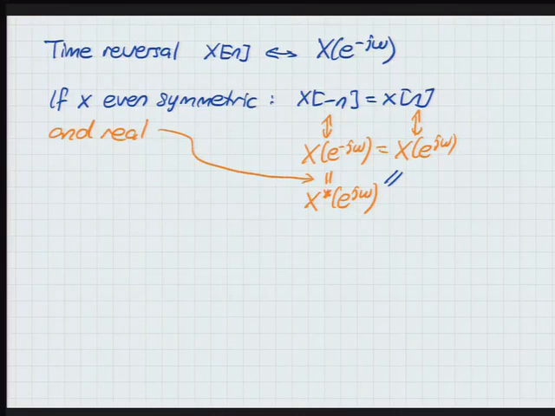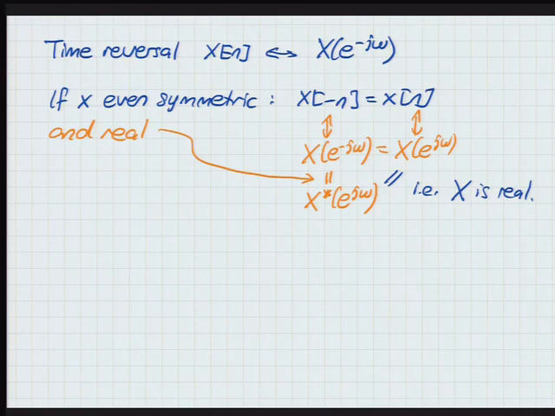Then I can claim the Fourier transform X is X star, which simply means that we have a real valued one. So that's cool, and that's why some of the examples we looked at last time were actually real valued, because the signals were symmetric, even symmetric.